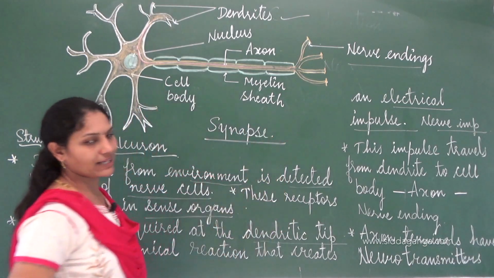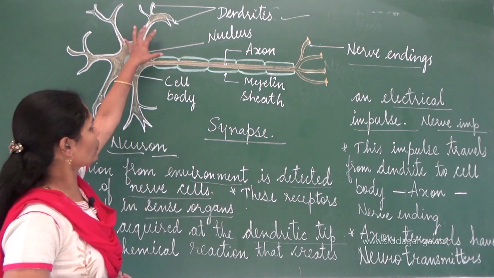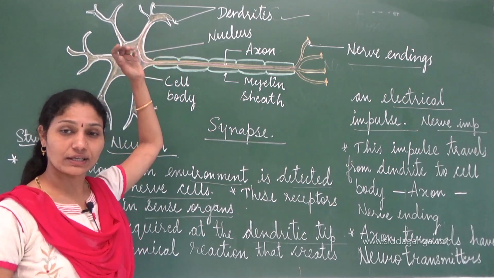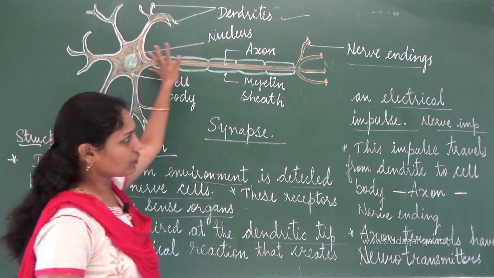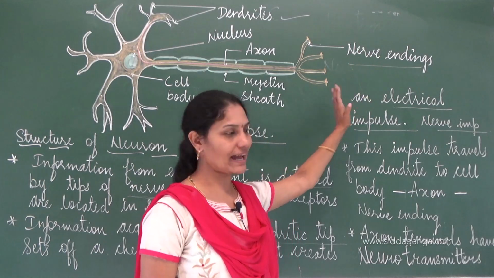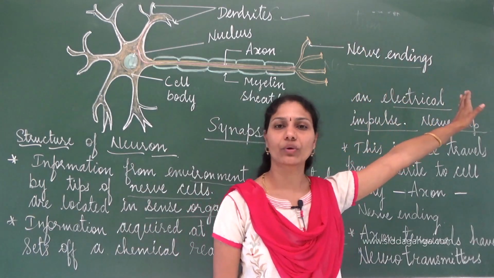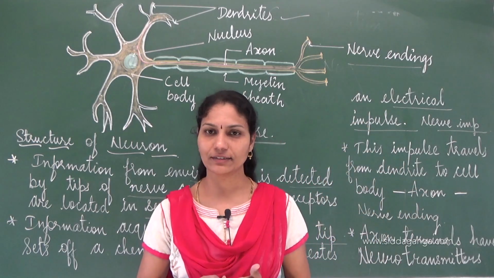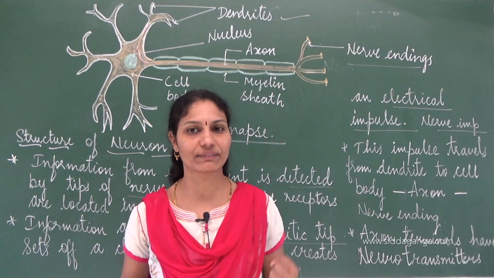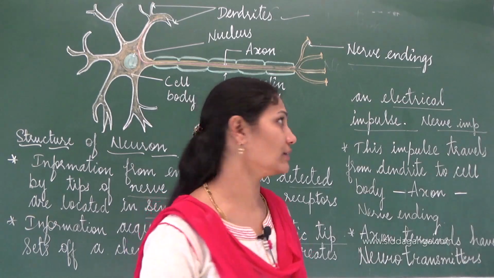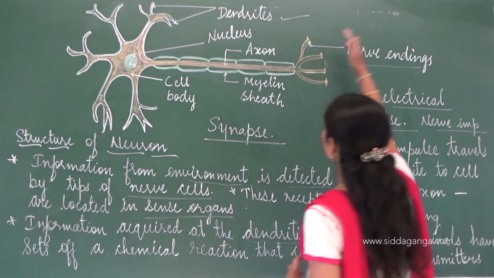Hope you understand what I am telling. Information is acquired by dendrite. Information in the form of nerve impulses travels along the axon, it reaches the nerve ending, and from here it has to move on to the other neuron. But neurons are not in physical contact with one another. So what should happen? There is another mechanism here. There is a gap between one neuron and the other neuron.